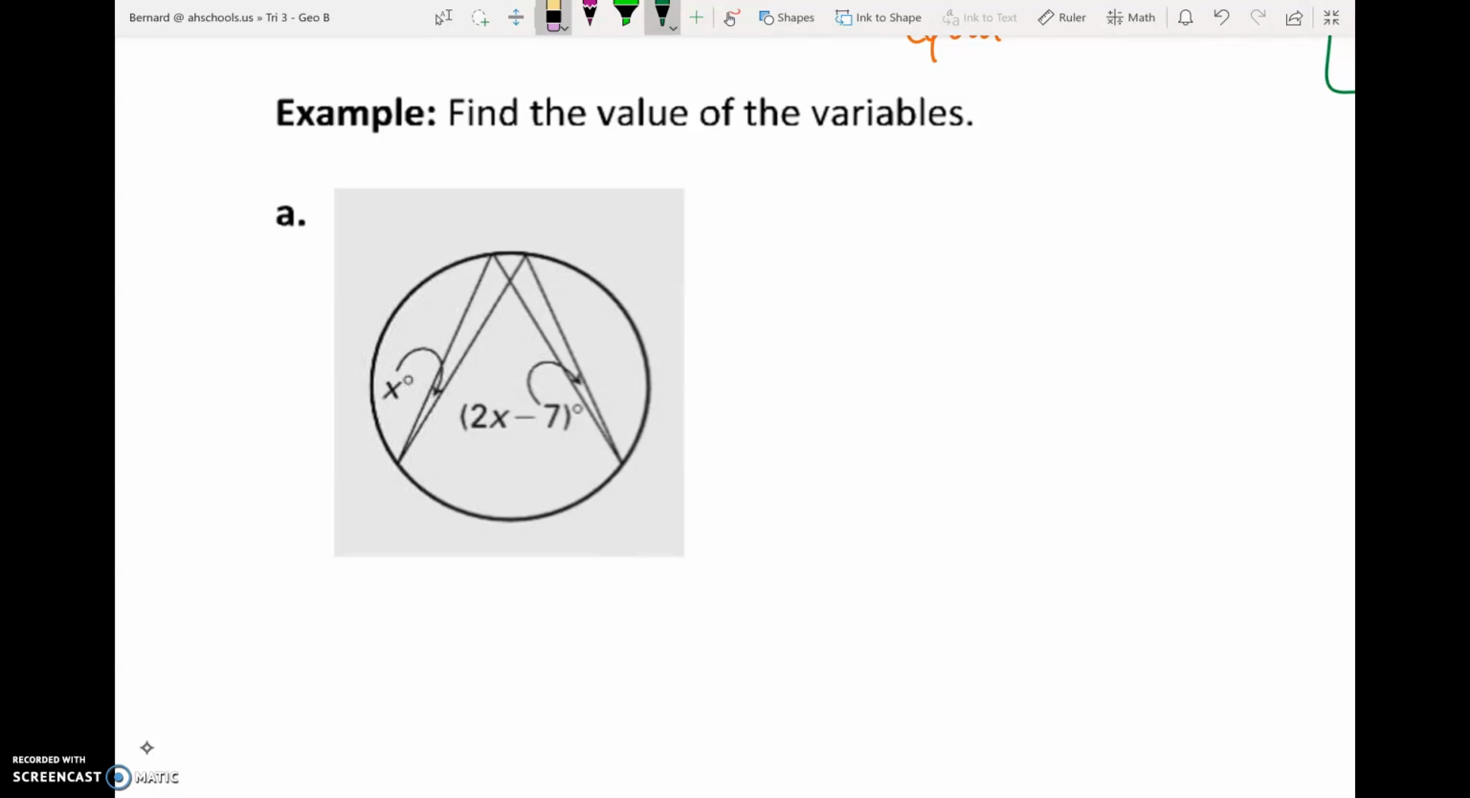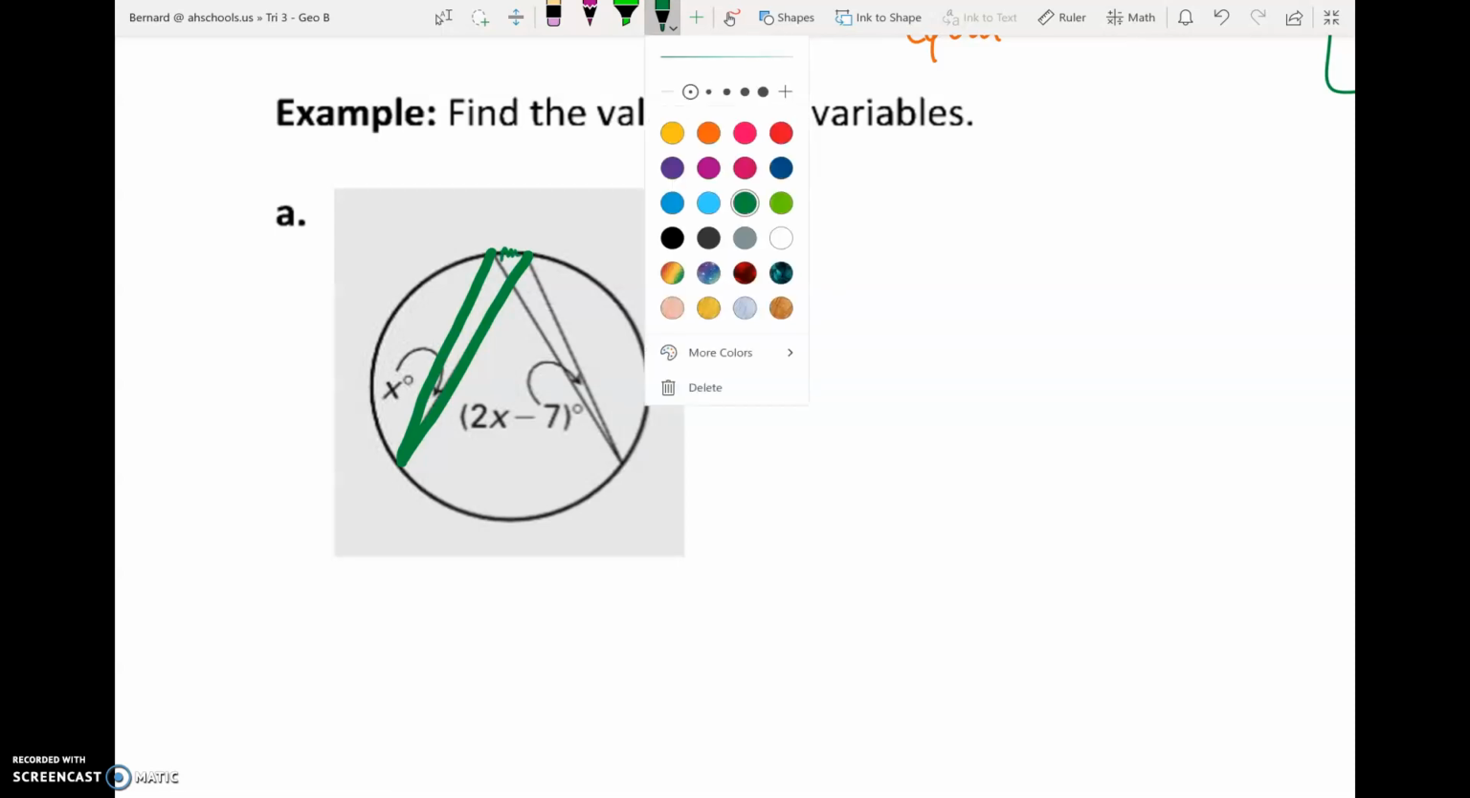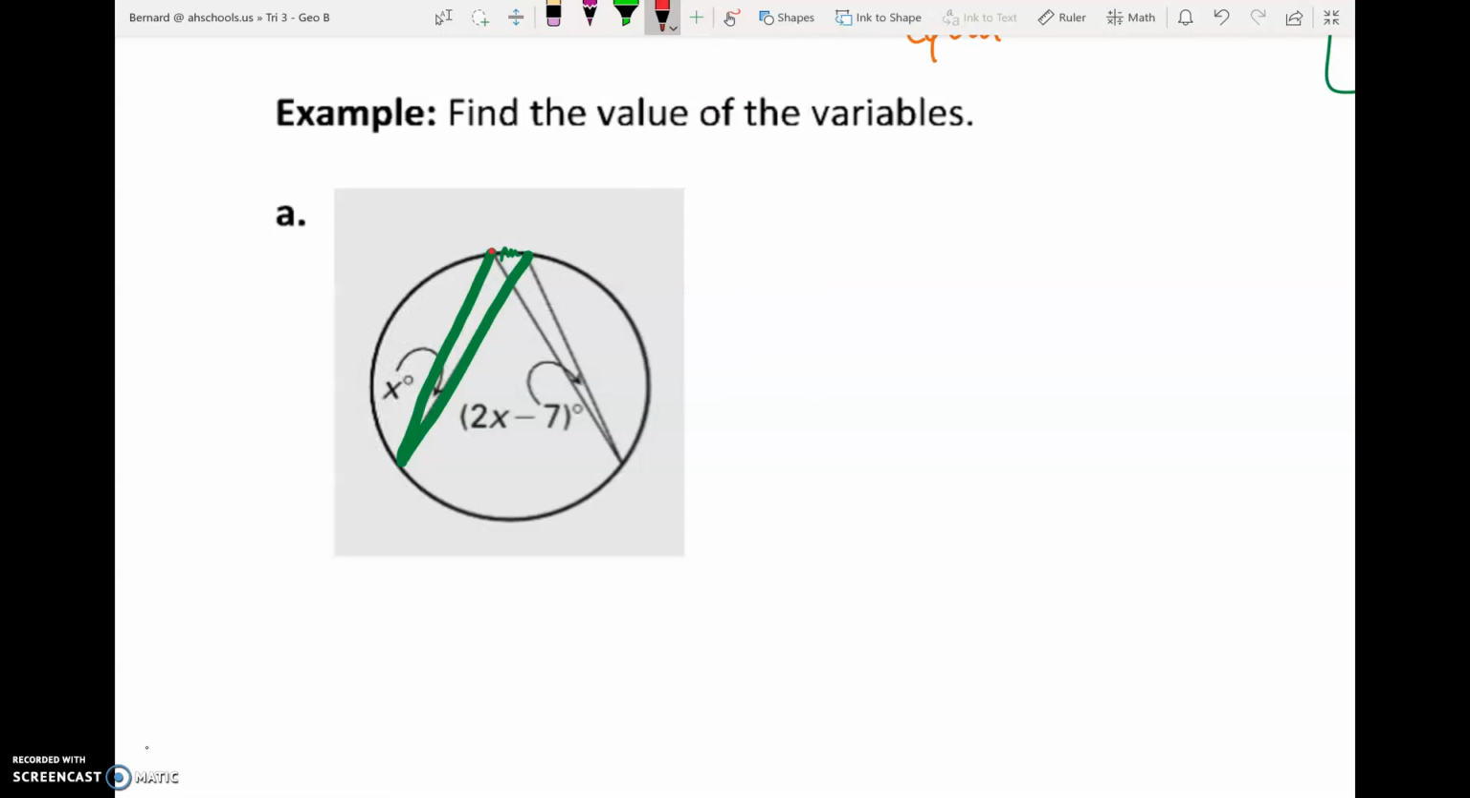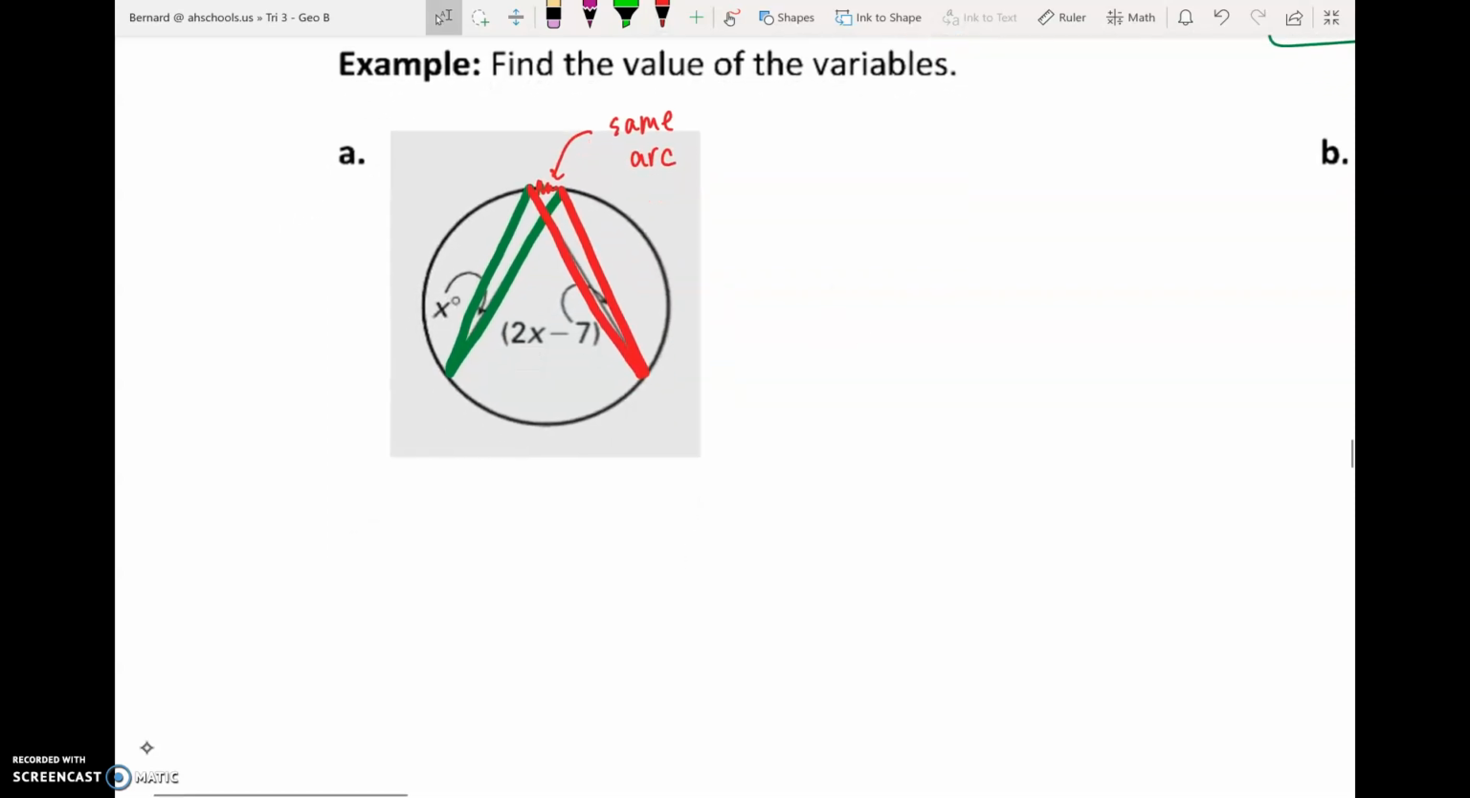So where our x is, I'm going to make that green real quick. That angle opens up to just that little arc there, right? Just the little arc right here. And then the 2x minus 7 angle opens up to that exact same little arc, just that little arc there. And so again, that's the same arc. And when they open up to the same arc, those angles are equal to each other. So we can just take x and set it equal to 2x minus 7. And we just got to solve this and we'll get x.